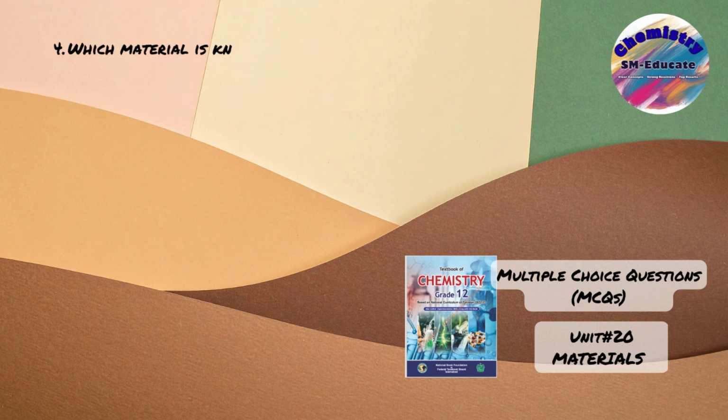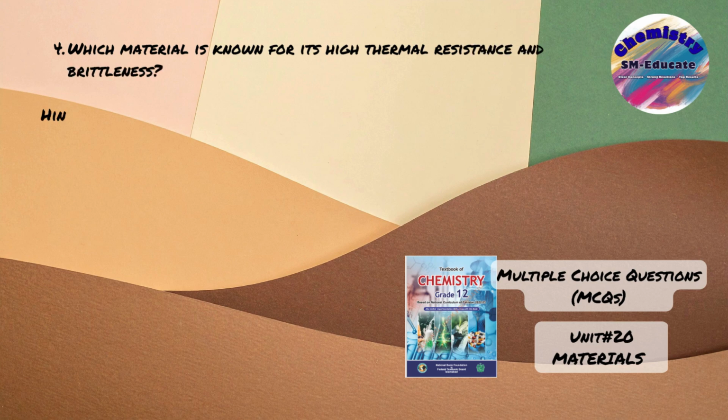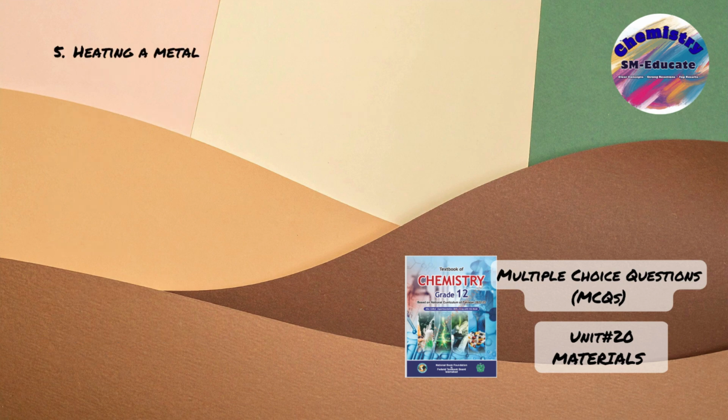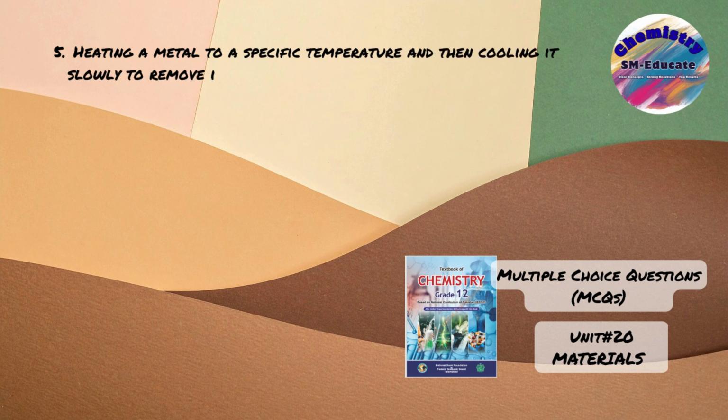4. Which material is known for its high thermal resistance and brittleness? Hint: used in tiles, glassware, and insulators. A. Metal. B. Polymer. C. Ceramic. D. Composite. Correct answer: C. Ceramic.